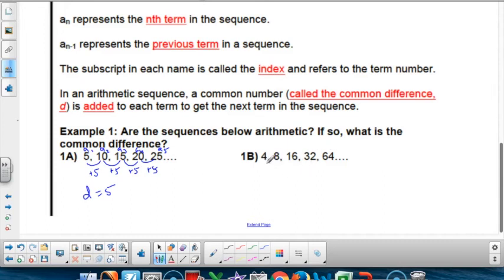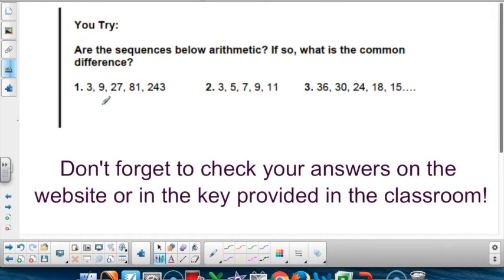Right? This one, I'm adding 4, and then here I'm adding 8, and then here I'm adding 16, and here I'm adding 32. If you're not sure how much you're adding, just subtract. 64 minus 32 is 32. So because I don't have the same number being added each time, this is not arithmetic. So we wouldn't really deal with that in this unit right now. All right, you guys go ahead and look at these three, see if they are arithmetic or not, and if they are, tell me the common difference. And I'll see you on the other side.